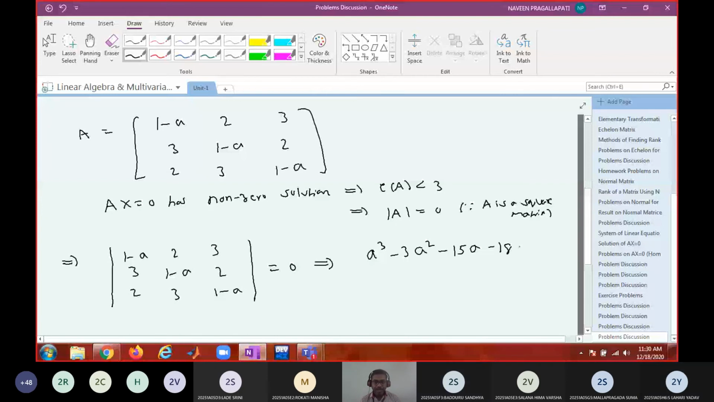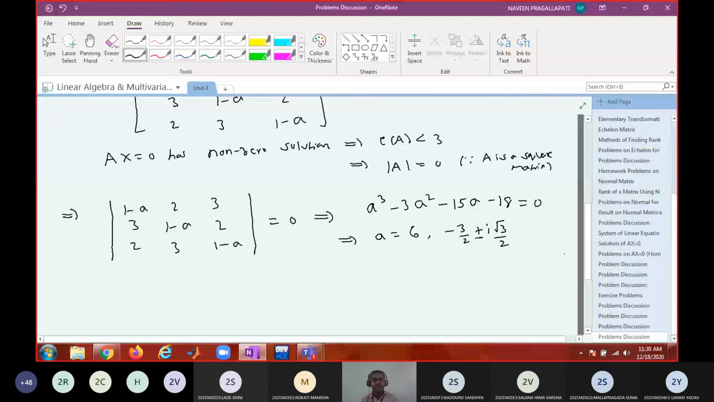So when you solve this equation, what are the values of a you are getting? 6, and minus 3 by 2 plus root 3 by 2 i. Am I right? Yes, sir. Because one is a complex root, you will get a conjugate also a root, no? Therefore, among these roots, which is the only real root? 6 is the only real root.